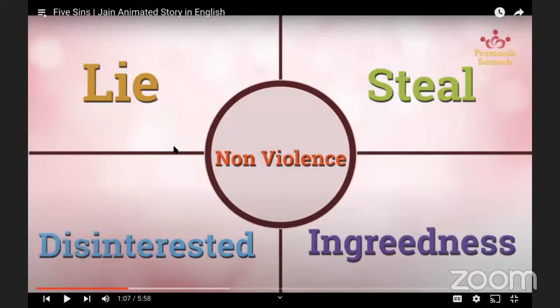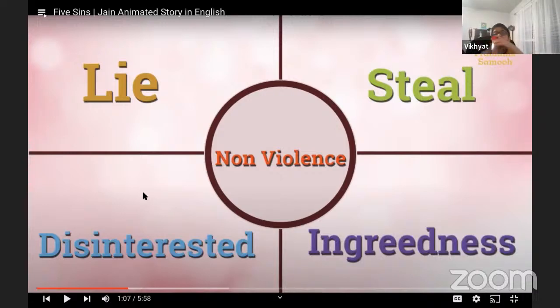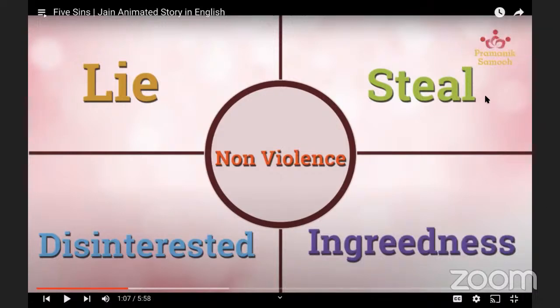So these are the 5 names. Non-violence, that's hinsa, right? Then comes lying, which is jhoot bolna, stealing, which is chori, right? Then parigrah, which is like hoarding lots of things, right? And kushil, which is like non-celibacy, being too much indulged in too many bad things. That's the 5th one. Okay, na?